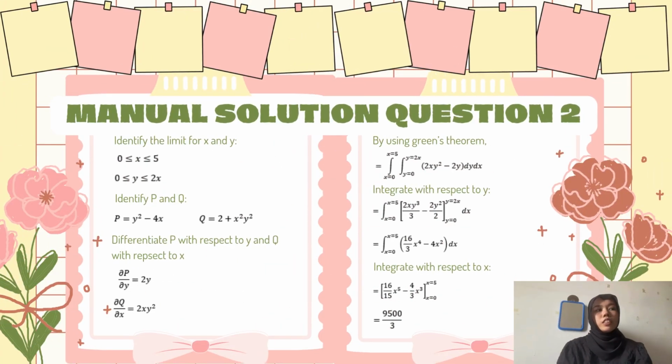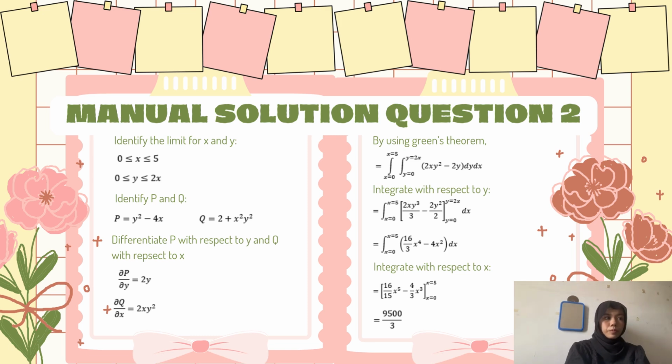Okay, next for question number 2, we will do the same steps. The first step is to identify the limits for x and y. Based on the figure, the limit for x is from 0 to 5, and we have a function y equal to 2x. So the limit for y is between 0 and 2x. Then identify P and Q. Based on the equations, P is equal to y squared minus 4x and Q equal to 2 plus x squared y squared. Differentiate P with respect to y and Q with respect to x. So we will get ∂P/∂y equal to 2y and ∂Q/∂x equal to 2xy squared.